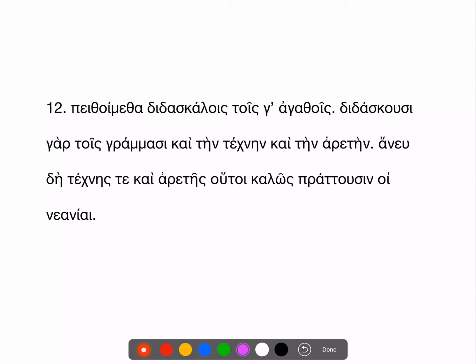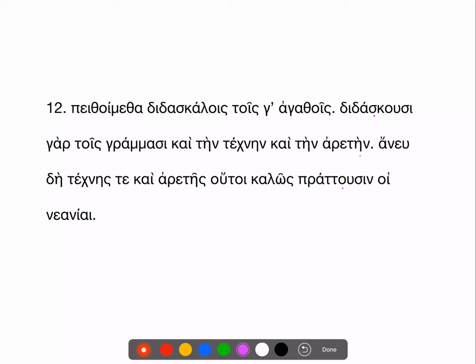Number 12. Peithoimetha didaskalois tois agathois. Didaskousi gar tois grammasi kai ten technen kai ten areten. Aneu de technes te kai aretes ou toi kalos prattousin hoi neoi.